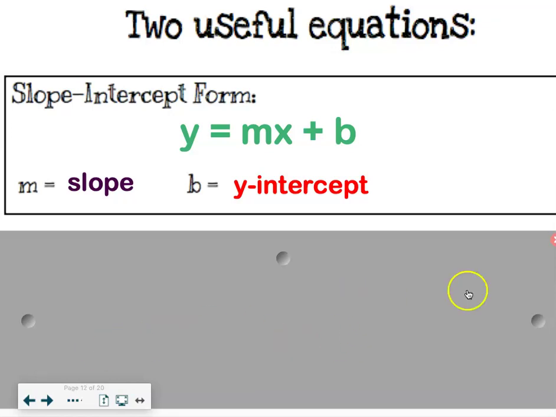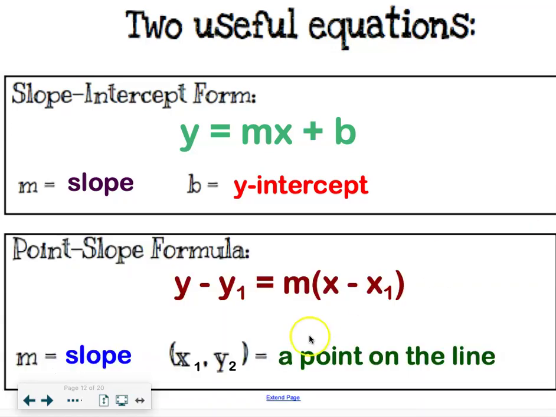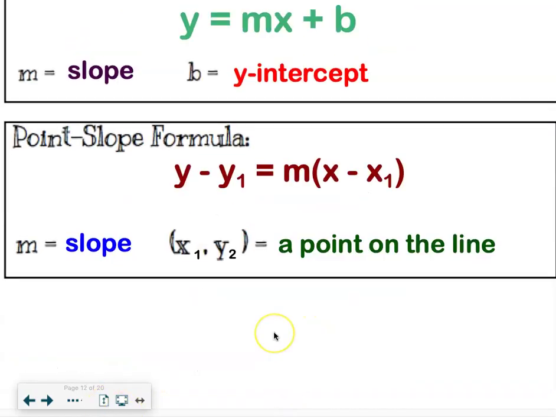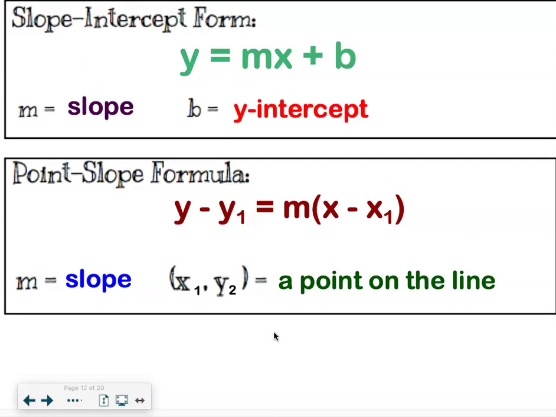And then the other equation we use quite a bit is point slope. You guys remember point slope, or at least hearing about it? y minus y1 equals m times quantity x minus x1. I wrote this one. This one's new to you? Yeah. That's okay, it's not hard.